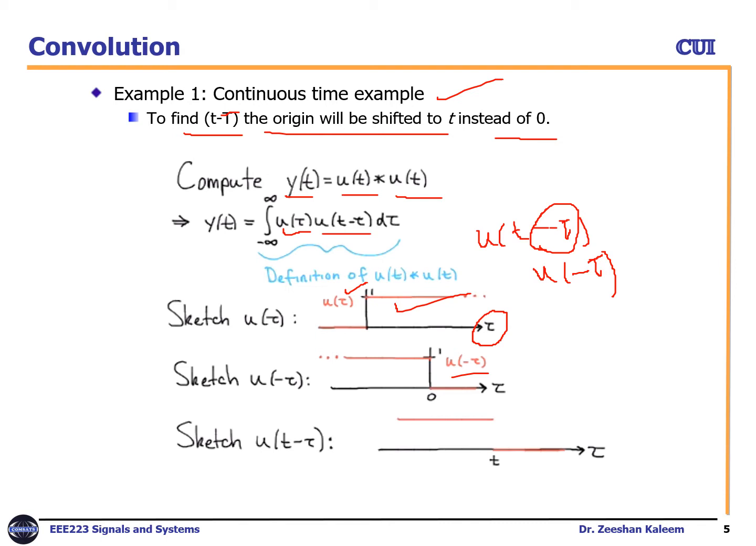Now we need to sketch u(t minus tau). To sketch u(t minus tau), the only difference is that the origin will be shifted to t instead of 0. So this 0 is replaced by t, and in this way you have u(t minus tau). So instead of 0 you have t here. Let's move on to calculate in more detail.